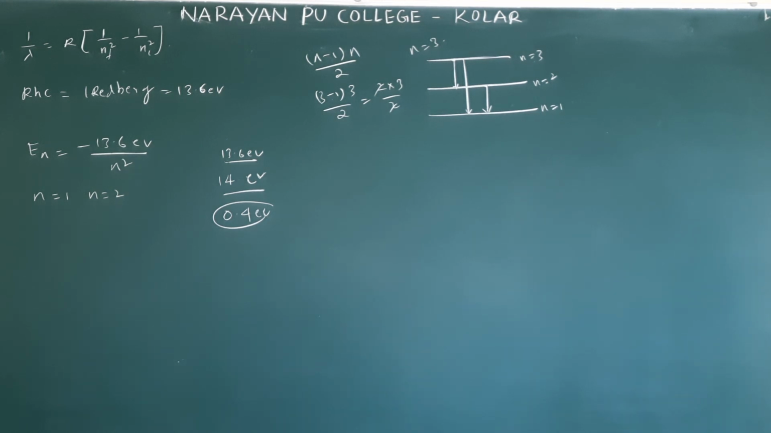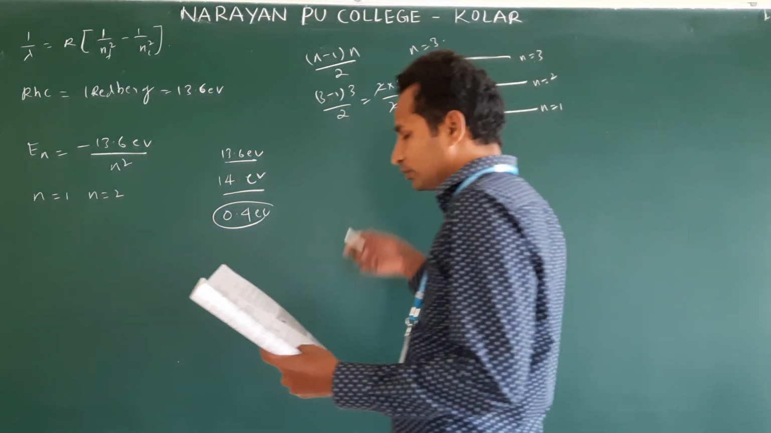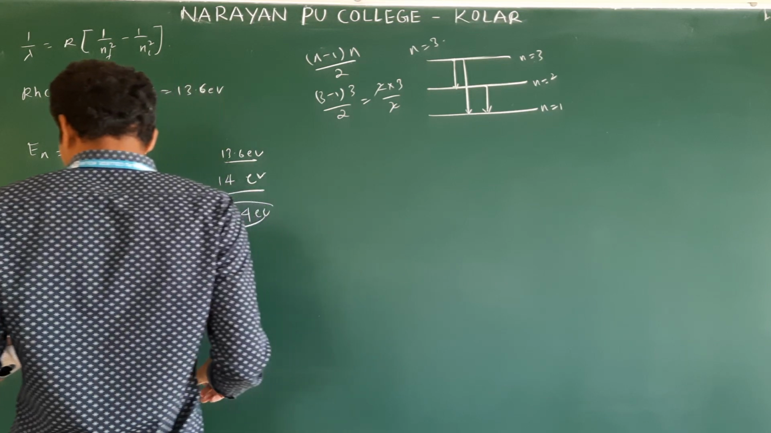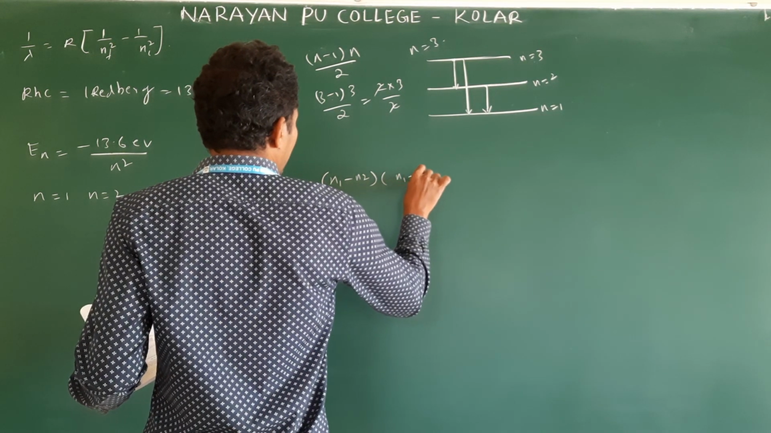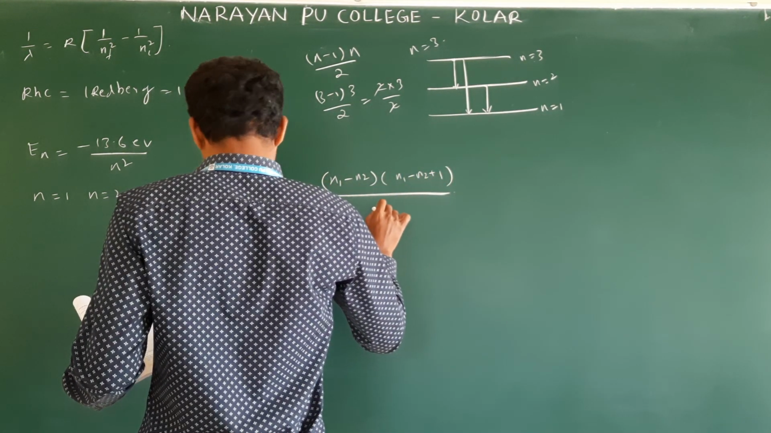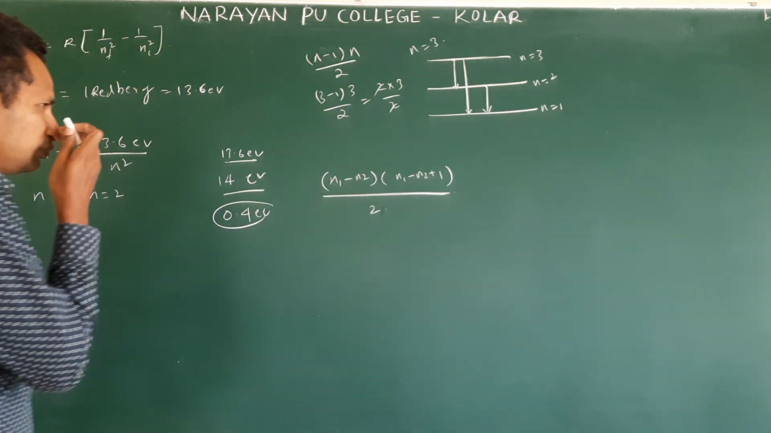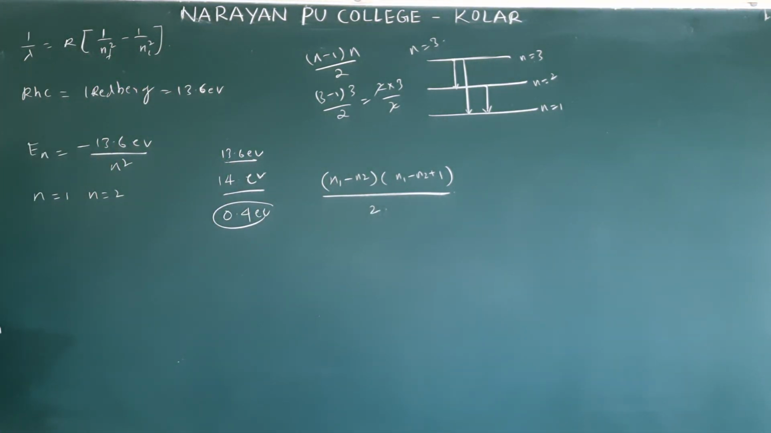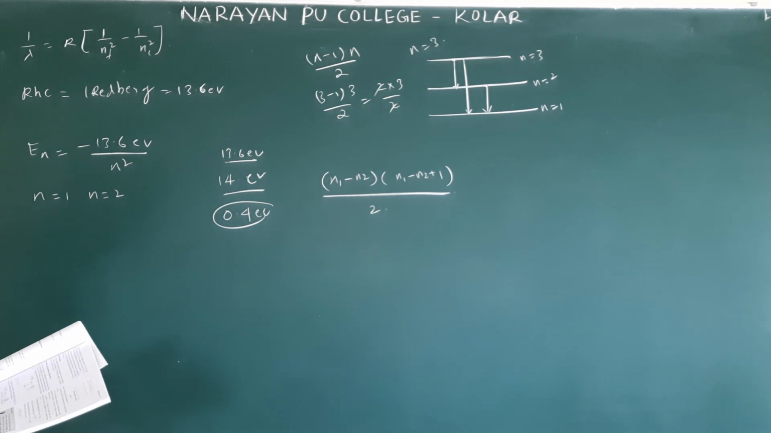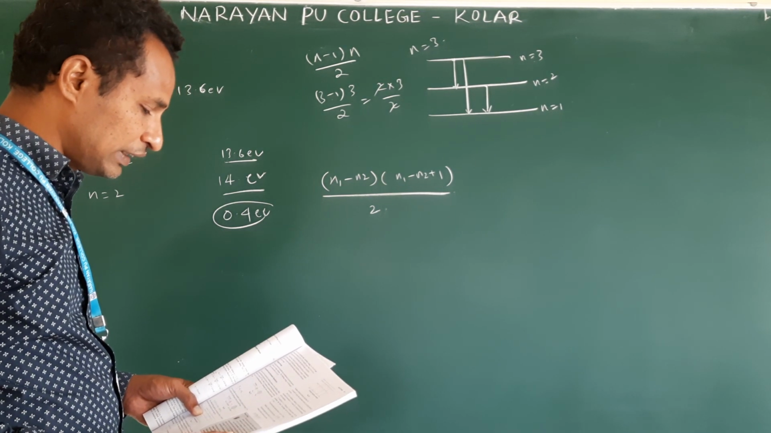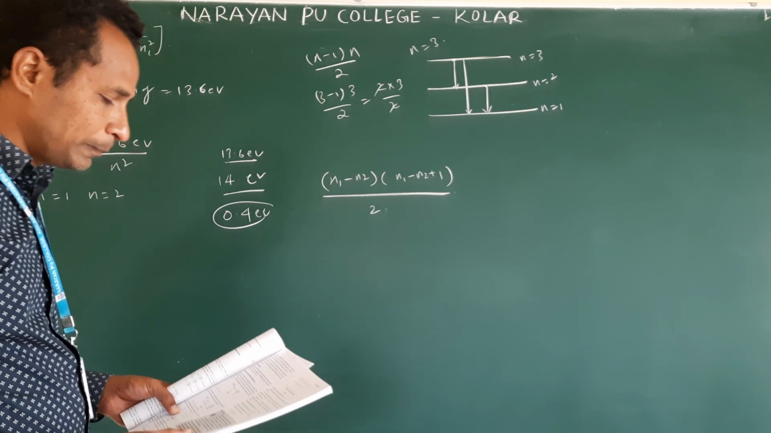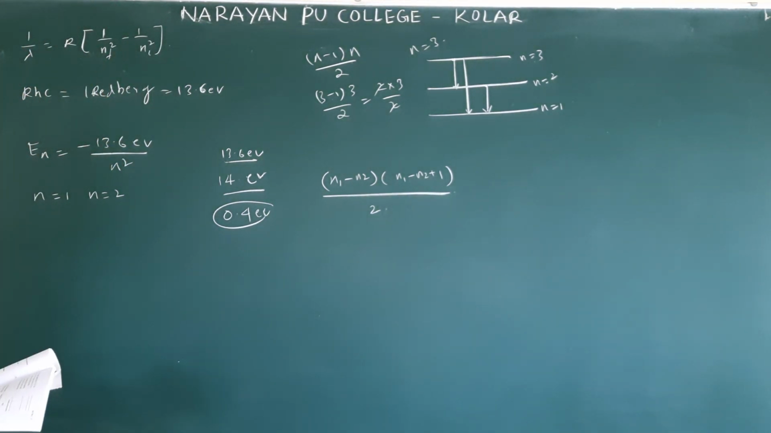Okay? If the atom makes a transition from n is equal to n1 to n is equal to n2, then the number of lines in emission is different. The expected one is n1 minus n2 into n1 minus n2 plus 1 by 2. If the atom makes a transition from n1 to n2, then the number of lines in the emission spectra is given by this. You just remember this formula, right?